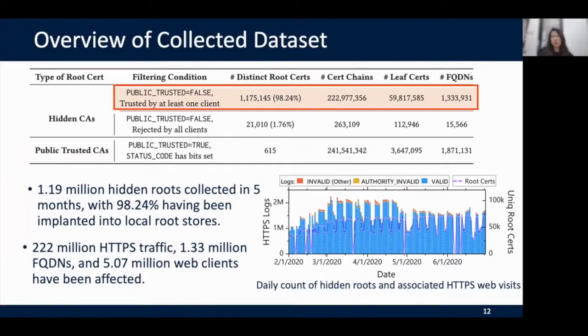We also utilized the client ID, the hash of the timestamp when a volunteer joins the data collection program, to give an estimation of web clients. In total, about 50.7 million volunteer users have witnessed hidden roots.